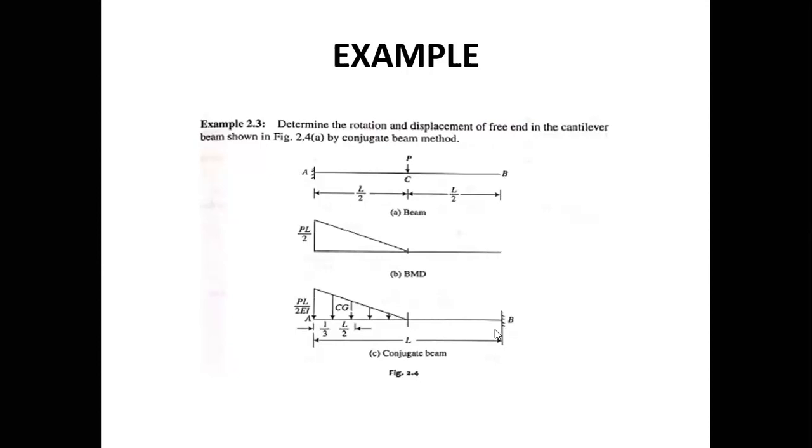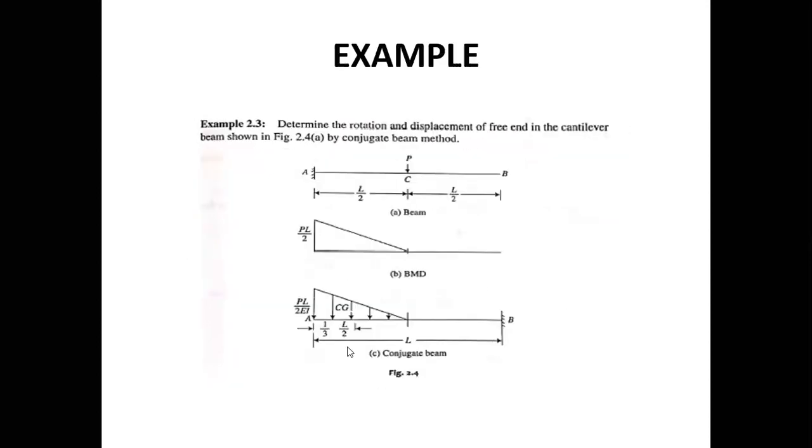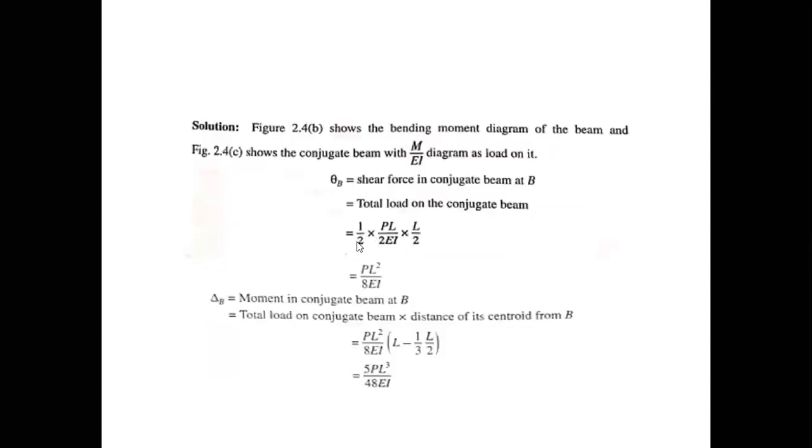So shear force at B will be what? Shear force over here will be the total load of the conjugate beam, because it is acting. The total load of the conjugate beam is half into base into height. This is a triangular loading, so it will be half into base into height. So base is L by 2, height is PL upon 2 EI. So it is half into PL upon 2 EI into L by 2. This is PL square upon 8 EI.